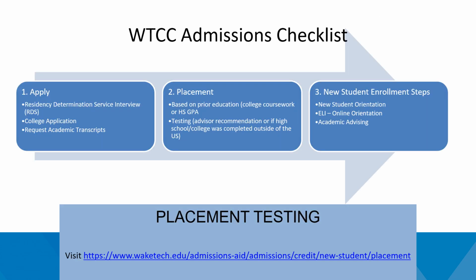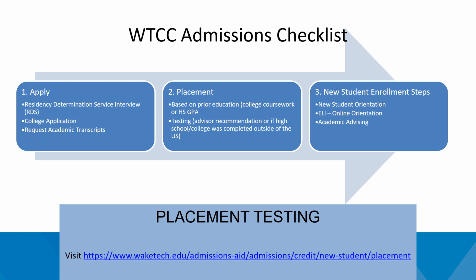The steps to be admitted to Wake Tech are to apply to the college. On the main page of the school website, you will find links to the residency determination interview and the college application. Students who have previously attended Wake Tech Community College may also need to apply if the last term you attended was a semester or longer ago. Applicants will then need to submit official transcripts from both high school and college.